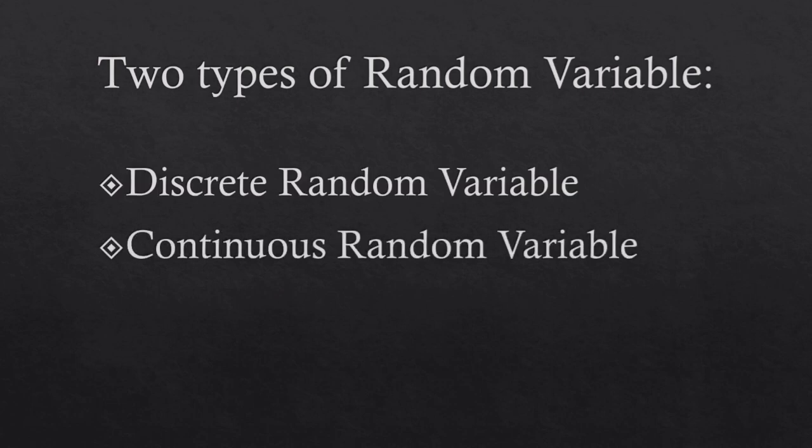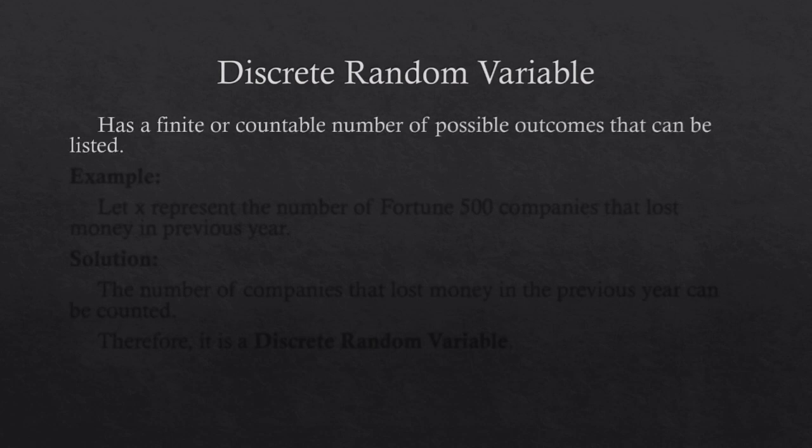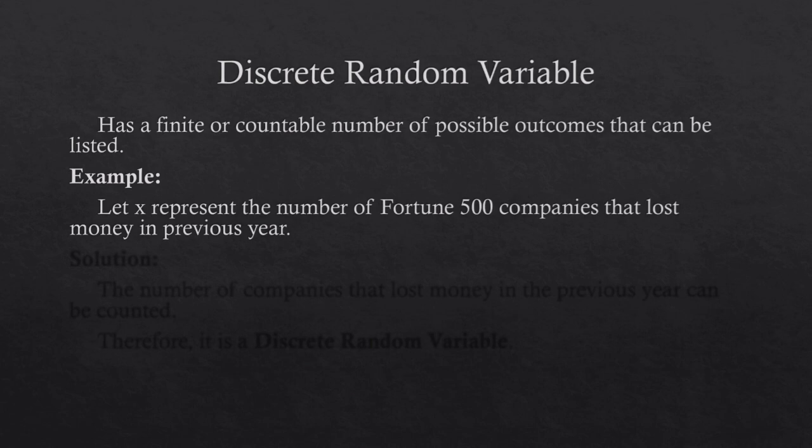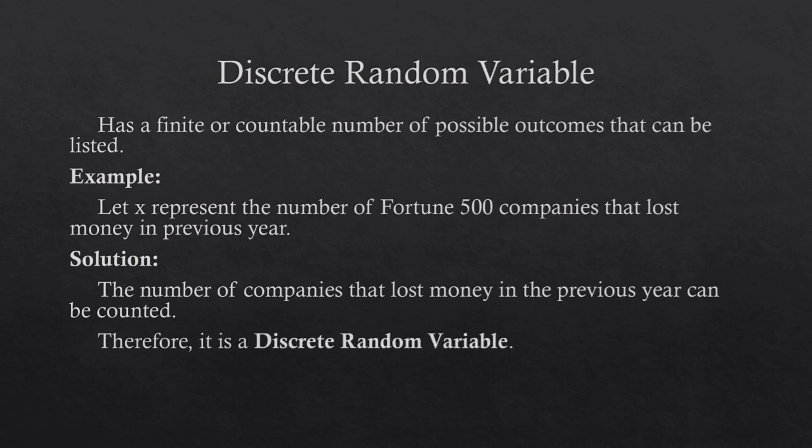First is the discrete random variable. Second is the continuous random variable. So first, the discrete random variable. It has a finite or countable number of possible outcomes that can be listed. For example, let X represent the number of Fortune 500 companies that lost money in the previous year. Solution: the number of companies that lost money in the previous year can be counted. Therefore, it is a discrete random variable.